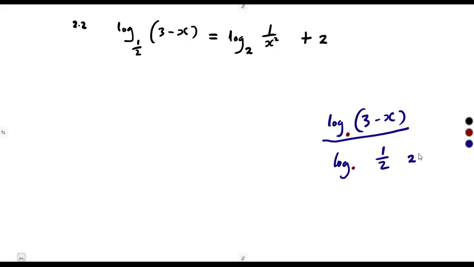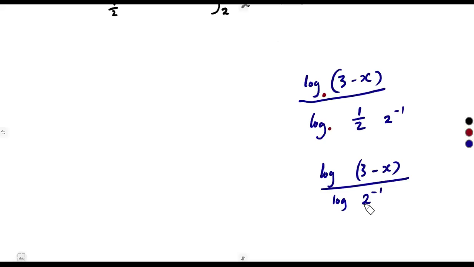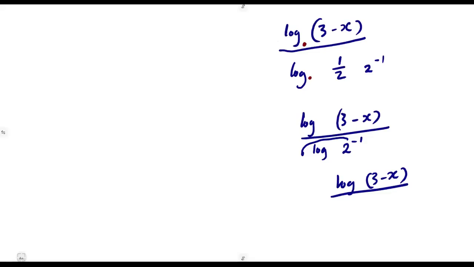That is where you can write 2 to the exponent of negative 1, if you understand that way. So it will be the logarithm of 3 minus x like this. Do not write this, guys, I just want you to see 2 to the exponent of negative 1. Our logarithms allow us to drop this negative. So it will be the logarithm of 3 minus x over negative logarithm of 2.